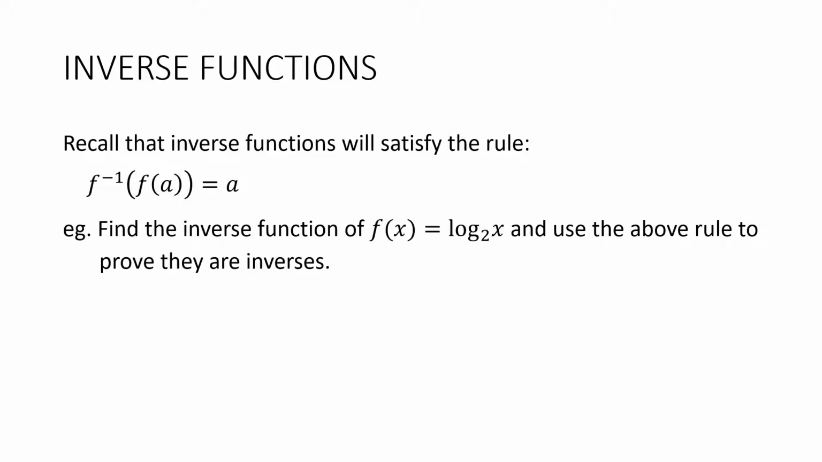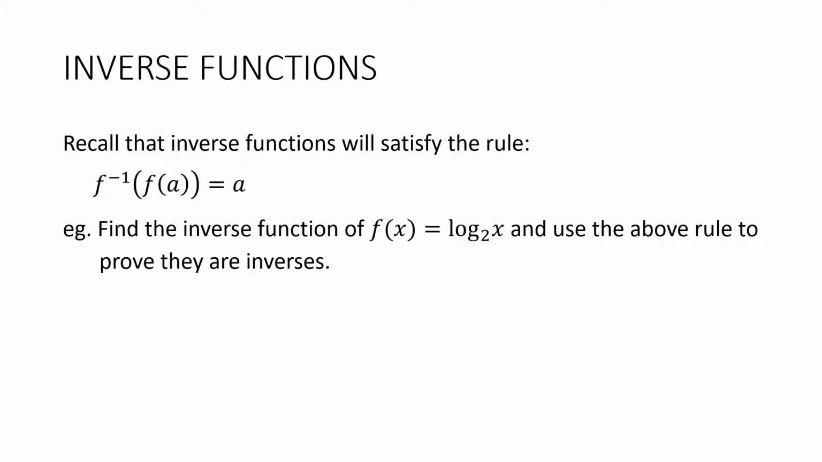Find the inverse function of f of x is equal to log base 2 of x and use the above rule to prove that they are inverses. Okay, so I'm going to start with y equals log base 2 of x instead of f of x and switch the x and the y. Now I'm going to write this with y as the subject, and this is actually just about taking it from log form back to index form or exponent form. So 2 to the x equals y. And now that that is an inverse and it is a function, I can replace it with f to the negative 1 of x is equal to 2 to the x.